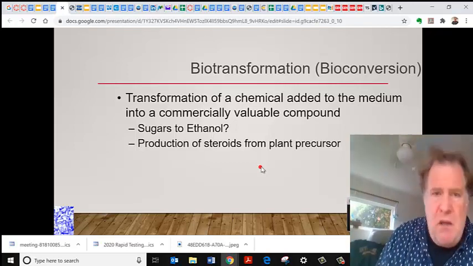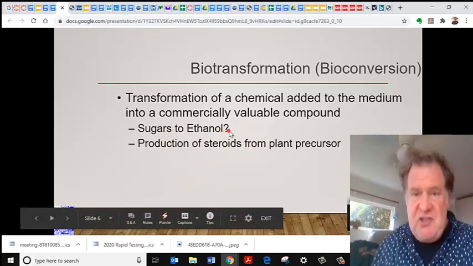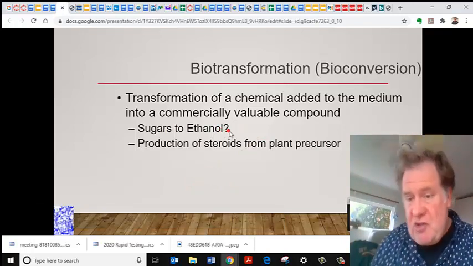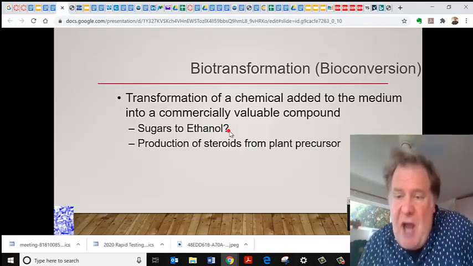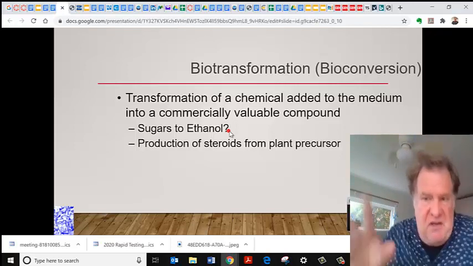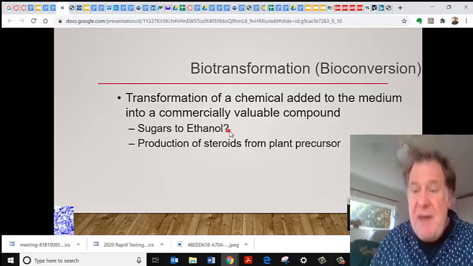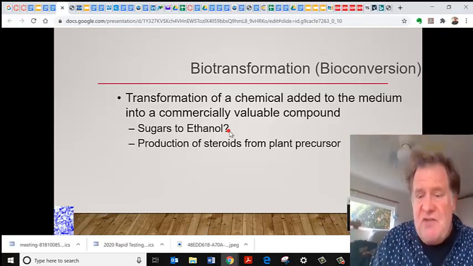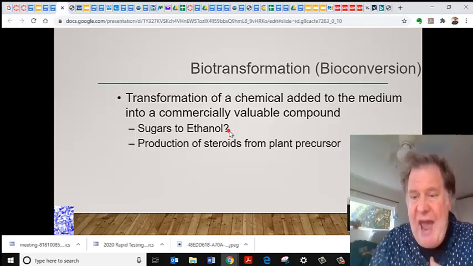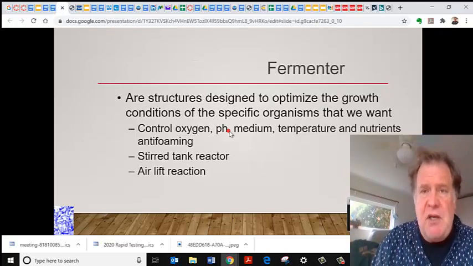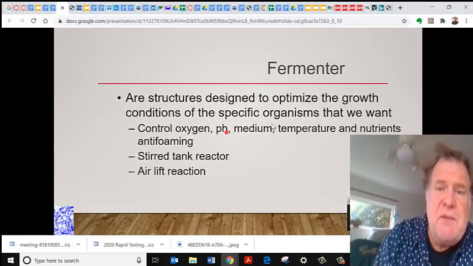A classic example of biotransformation would be converting sugars into ethanol, or converting starch into ethanol, with which we can drive our car. It's the same carbon molecule, but we alter it a little bit and use a little bit of the energy, and then we get ethanol from it. The big one is production of steroids from plant precursors. If you have ever used steroids, say you got a rash and needed a topical steroid, that was discovered, and we manufacture it using microorganisms.